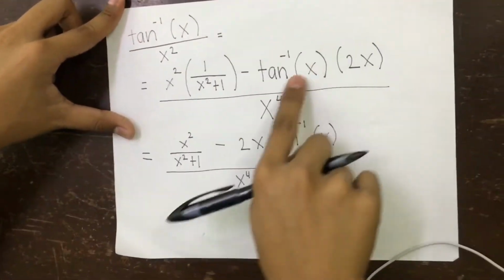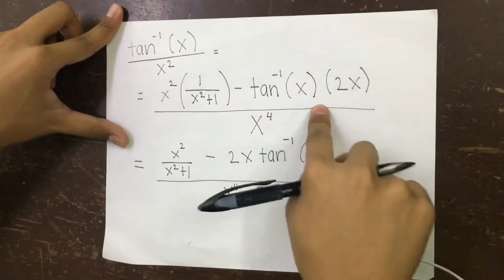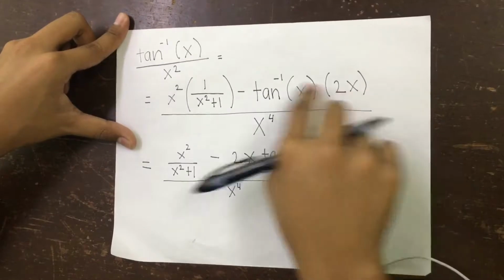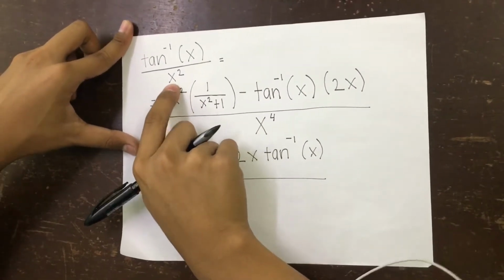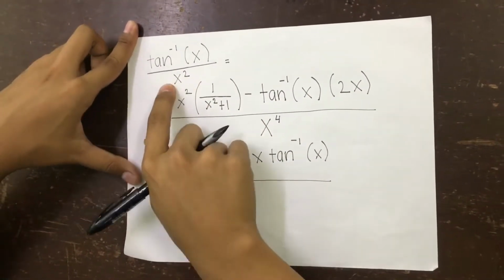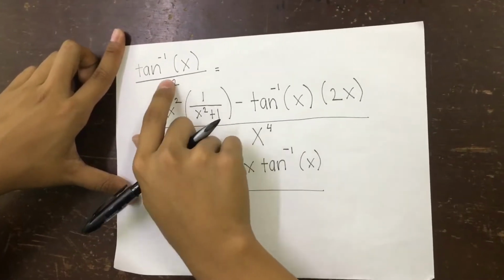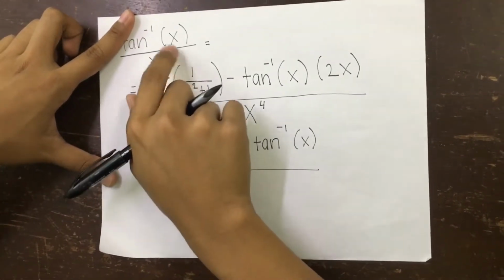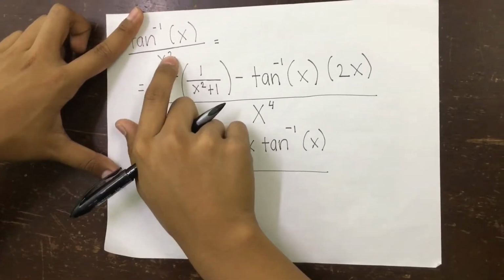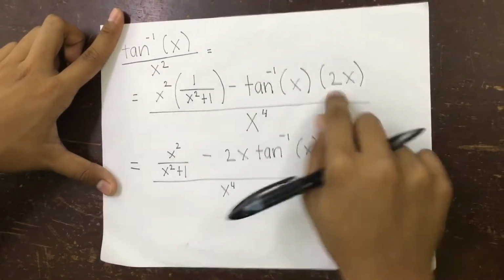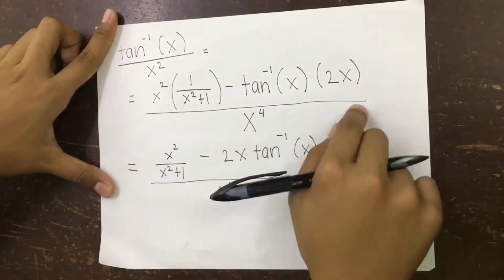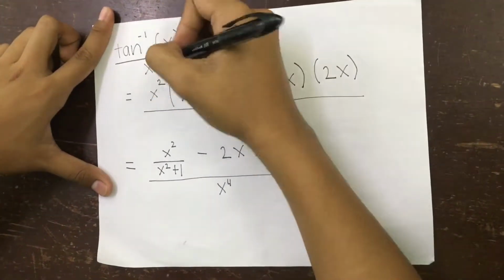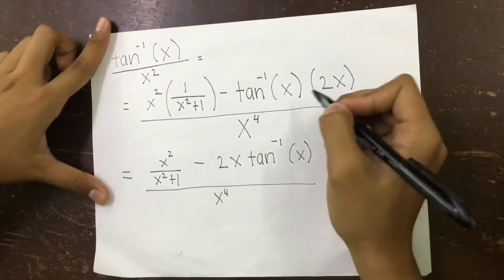Minus high d low. So copy high, the inverse of tan x, times the derivative of low. The derivative of low is 2x because x squared will apply the power rule. So bring down 2, then 2 times x raised to n minus 1, where n is your exponent. So 2 minus 1 is 1. Any number raised to 1 is equal to itself, so 2x over low squared. So x squared squared is equal to x raised to 4.